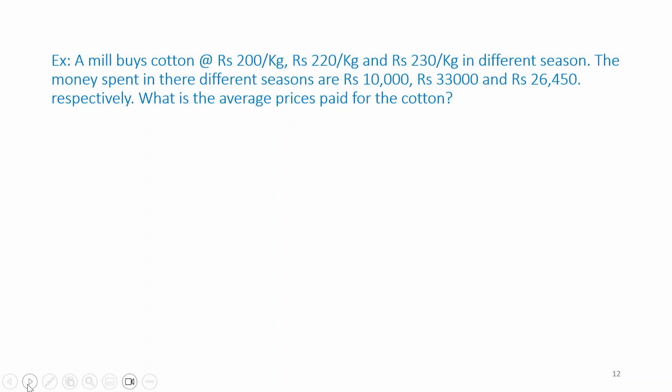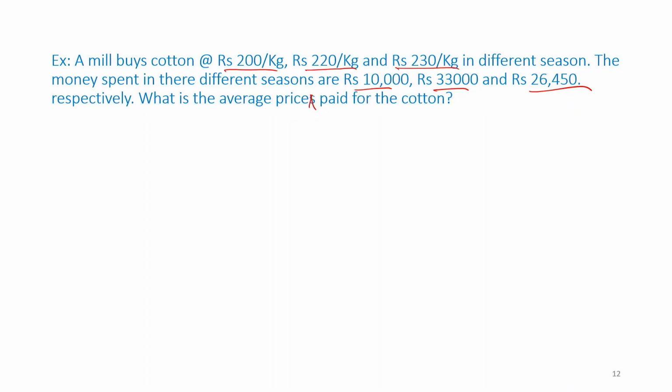Suppose a mill buys cotton at the rate of 200 per kg, and 220 per kg and 230 per kg in different seasons. The money spent in the 3 different seasons is 10,000, 33,000 and 26,450. What is the average price paid for the cotton? How much was the average price paid for the cotton?